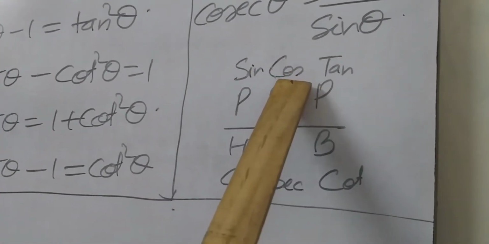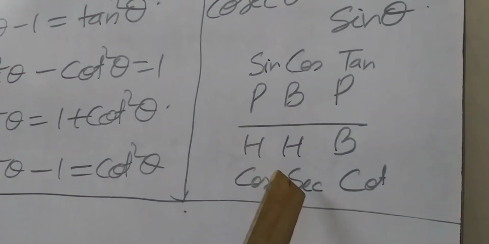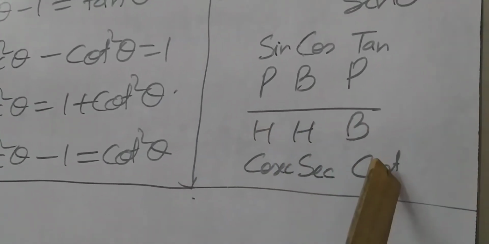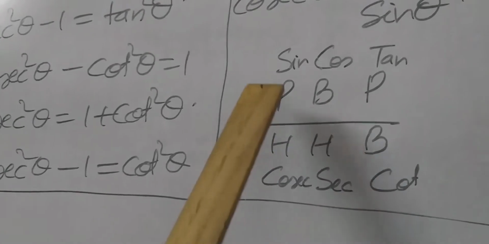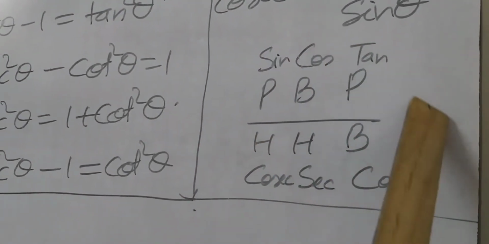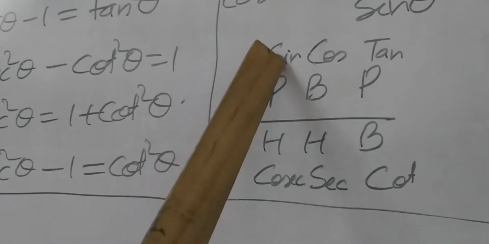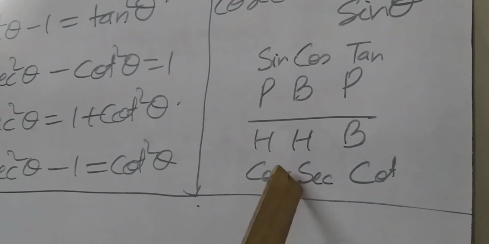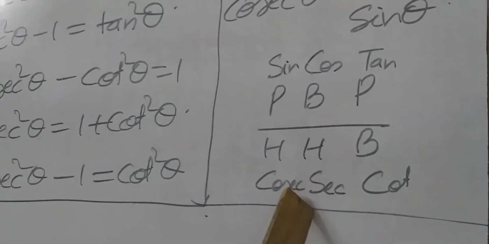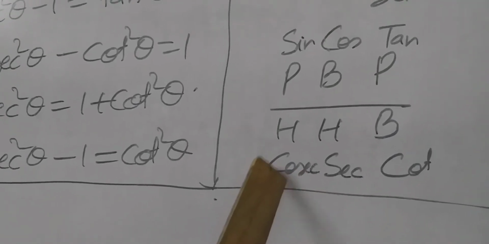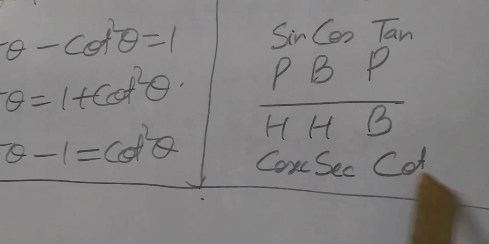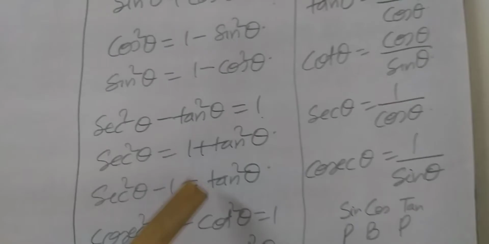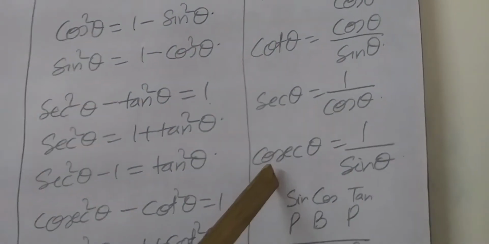Sin square theta plus cos square theta equal to 1. Sec square theta minus tan square theta equal to 1. Cosec square theta minus cot square theta equals to 1. We will move in clockwise direction, student, to learn these identities. Sin square plus cos square equal to 1. Now we will not take tan first, not cot. First we take sec: sec square theta minus tan square theta equals to 1. Then move to cosec: cosec square theta minus cot square theta equals to 1. Okay. So you have to learn all these identities, student, and all the changing.